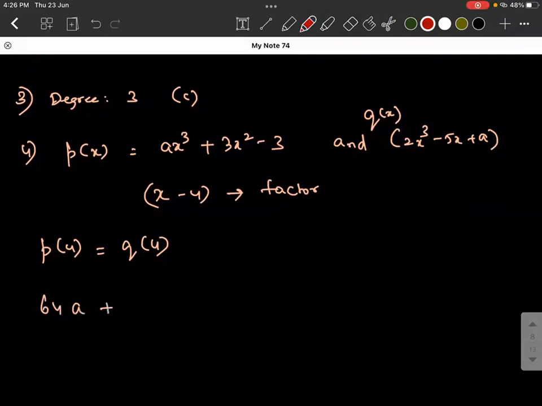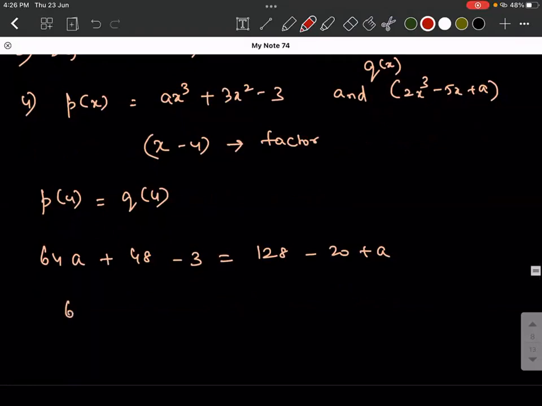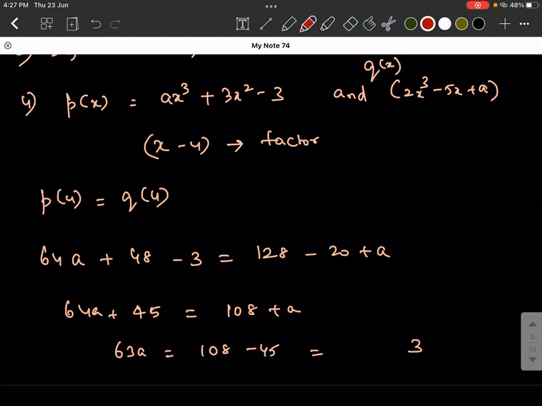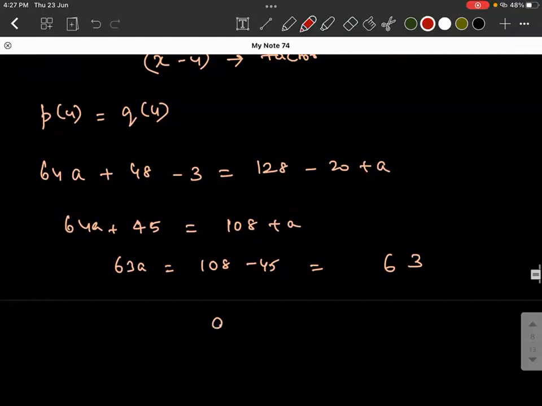So 64a plus 48 minus 3 is equal to 64 into 2, which is 128, minus 20 plus a. So 64a plus 45 should be equal to 108 plus a. Then 63a is equal to 108 minus 45. So how much will we get? 63. So a is how much? Is there an option? Yes, sir. So the first option, option A.